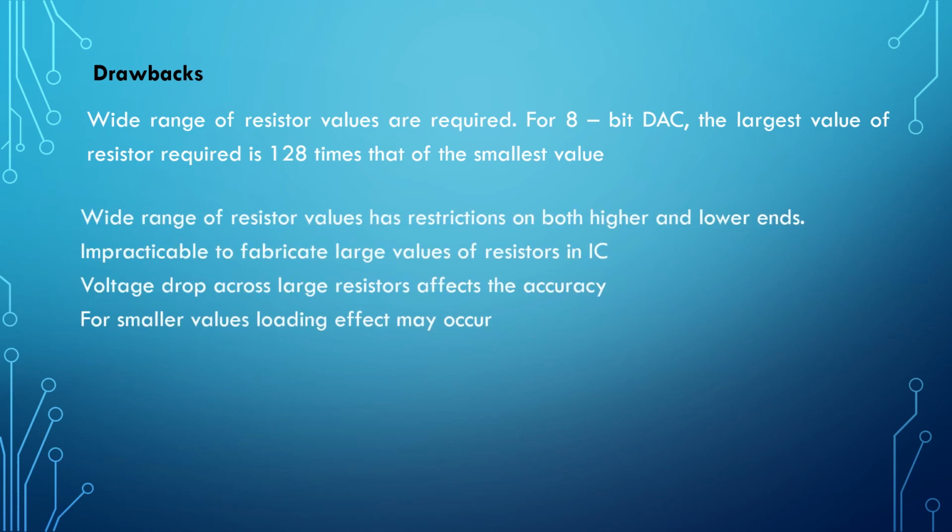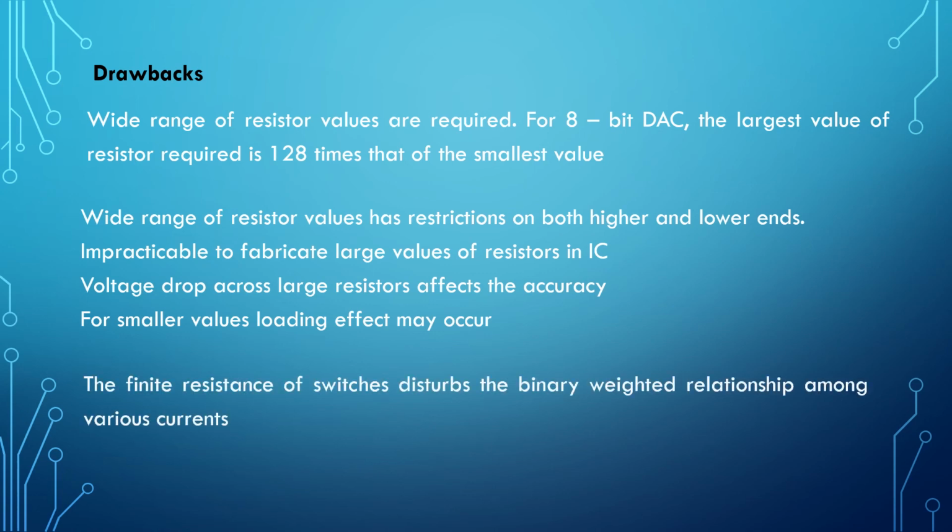A wide range of resistor values has restrictions on both higher and lower ends, and it is impracticable to fabricate large values of resistors in a particular IC. The voltage drop across these large resistors affects the accuracy. For smaller values, loading effect may occur, and the finite resistance of the switch disturbs the binary weighted relationship among the various currents. So these are some of the drawbacks of a binary weighted resistor DAC.